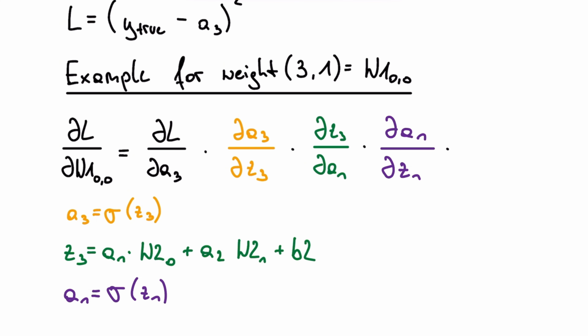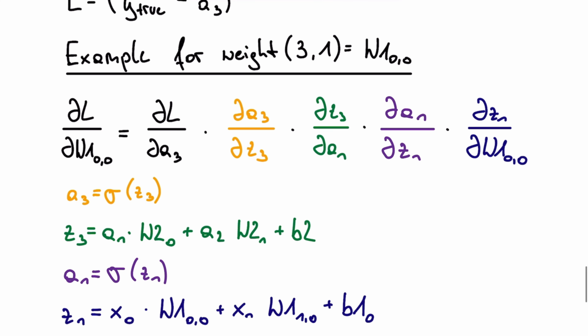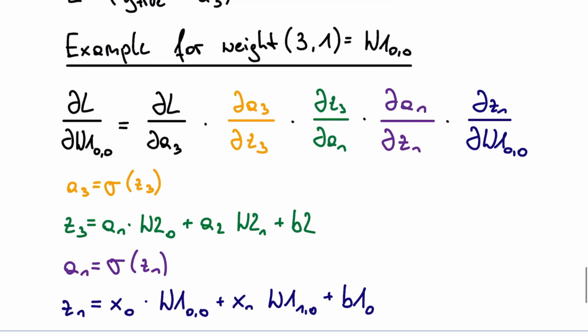And finally we need dC1 by dW100. Why? Because C1 is calculated as x0 times W100 plus x1 times W110 plus B10. And W100 is exactly the weight we are currently investigating. Once we have all these derivatives, we just multiply them all together using the chain rule.